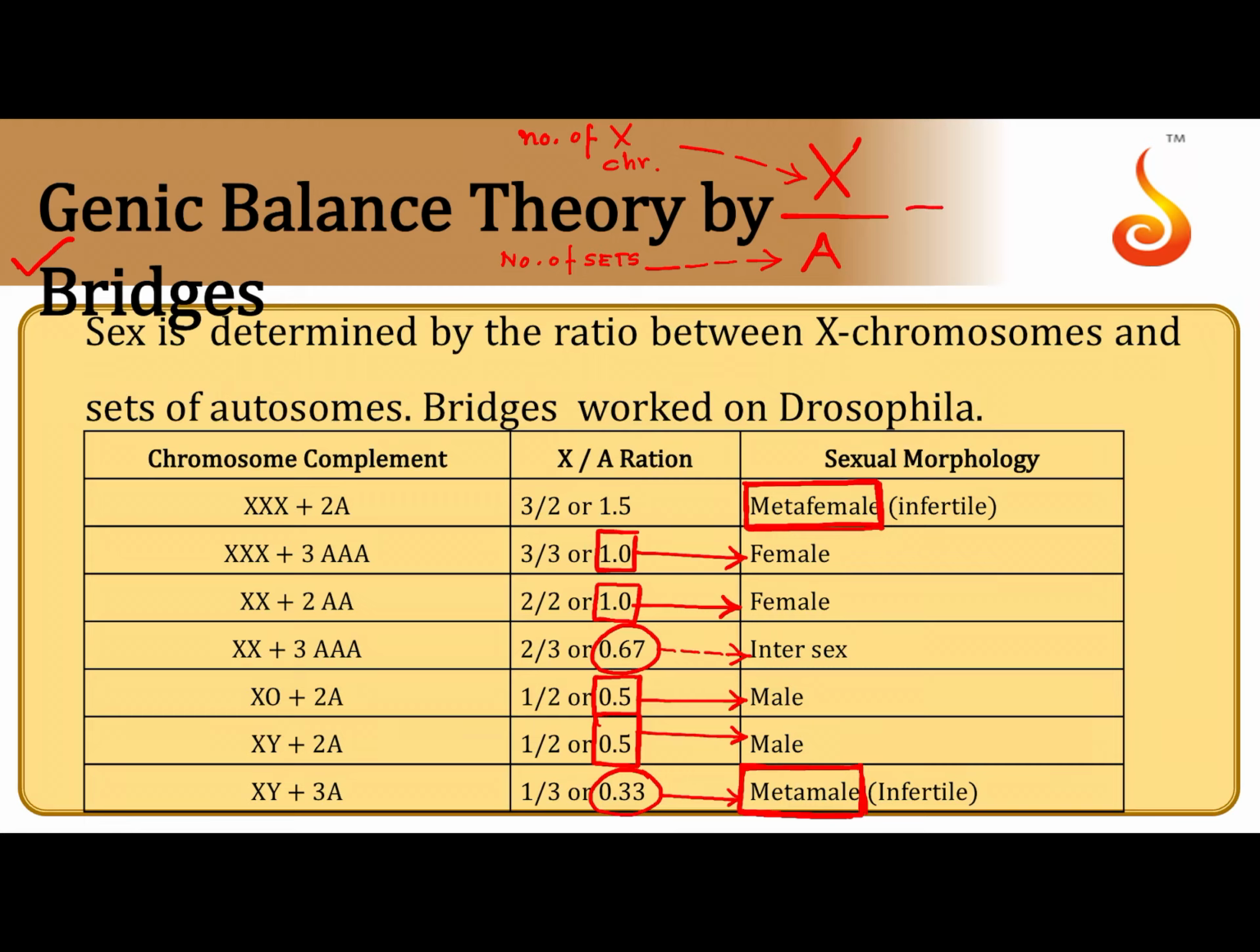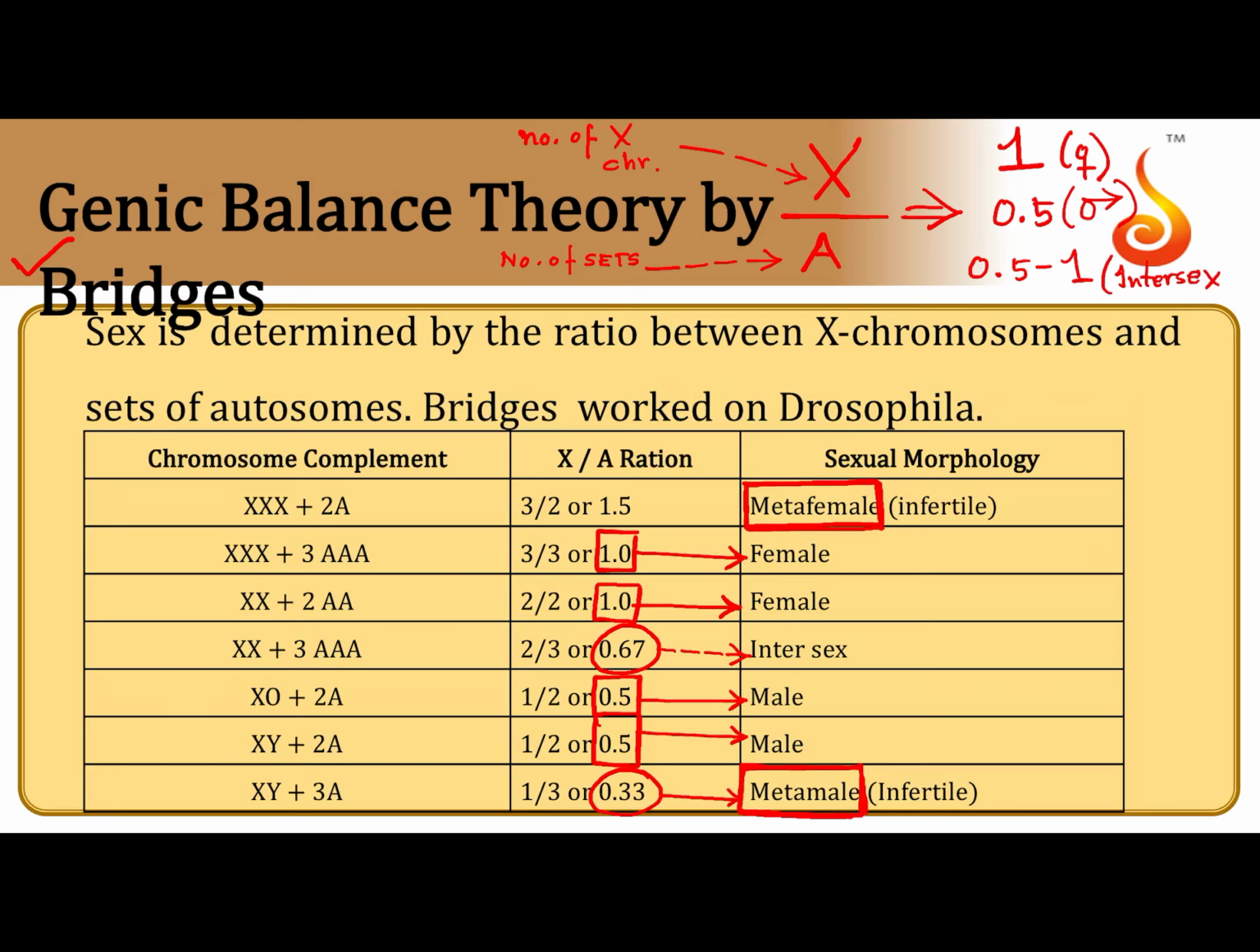So there are 3 values you need to remember. If the X by A ratio is 1, it is a female. More than 1 is a meta-female. If the X by A ratio is 0.5, the fly will be a male. If it is less than 0.5, it will be a meta-male. If the X by A ratio is anywhere between 0.5 and 1, then we call this condition intersex.